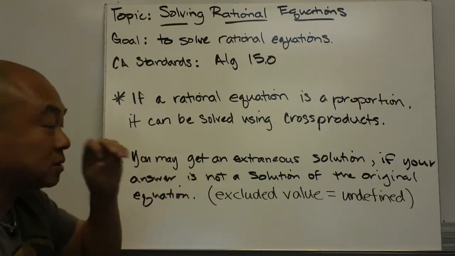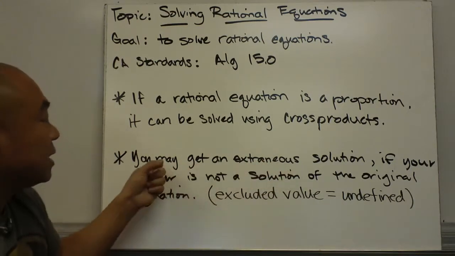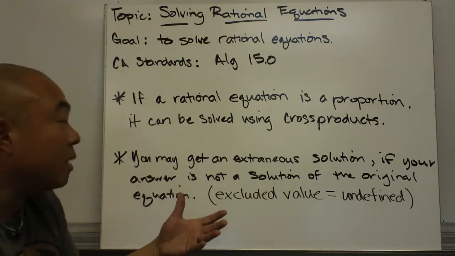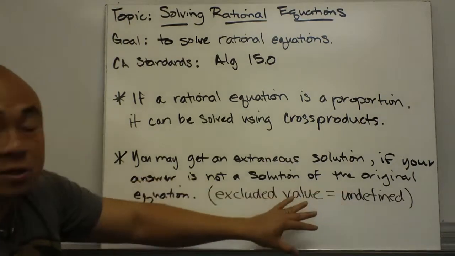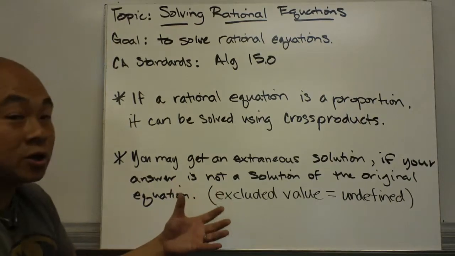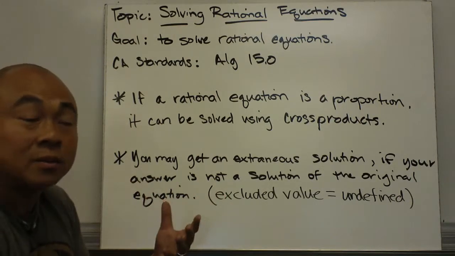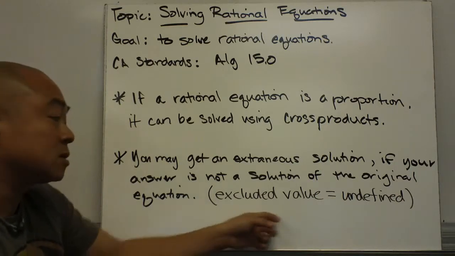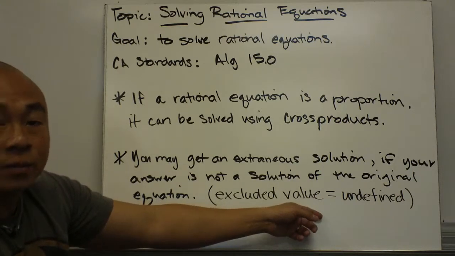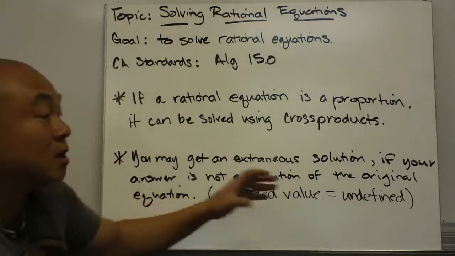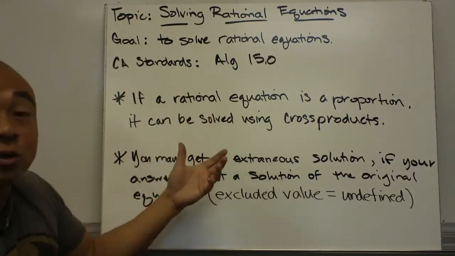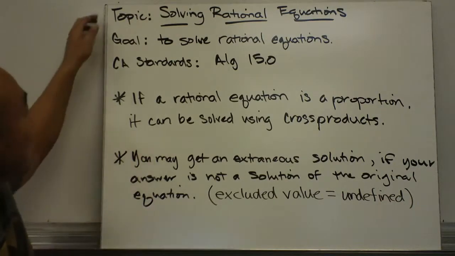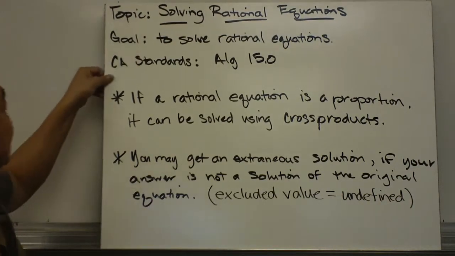Another thing that you want to definitely take note of is that you may get an extraneous solution. Sometimes you have a solution, however, if your answer is not a solution of the original equation, that makes it an extraneous solution. One way you can think about that is your excluded value. If it creates an undefined rational expression, then that is going to be your extraneous solution. Okay? So we'll have that in one of the slides.